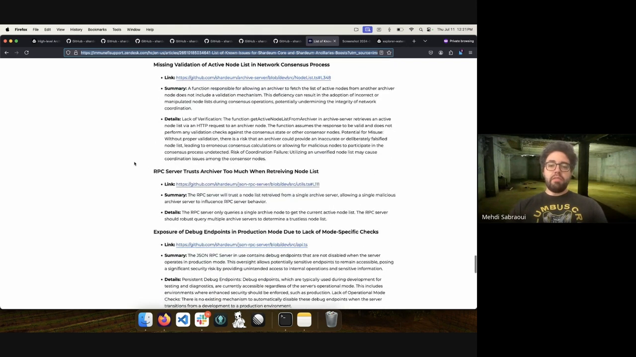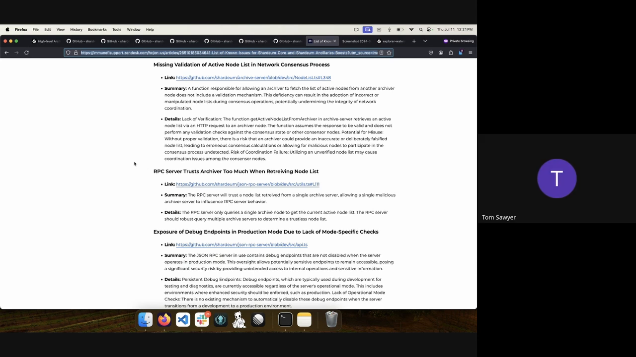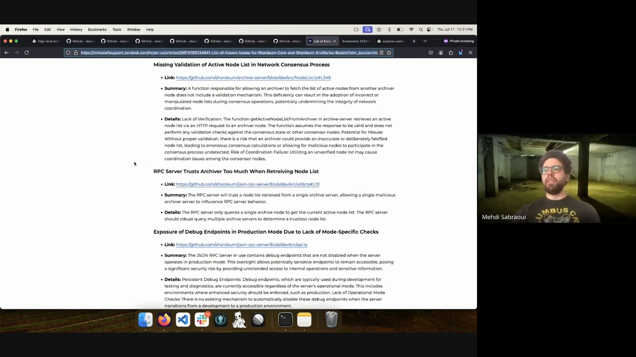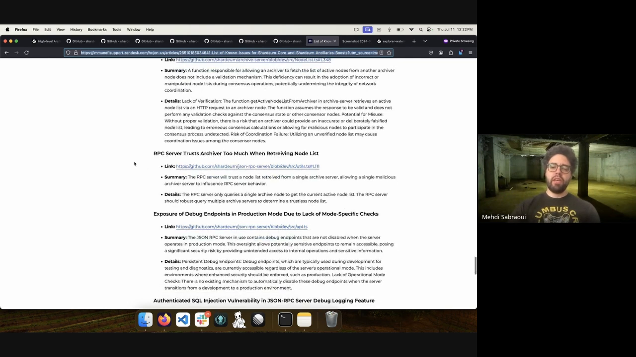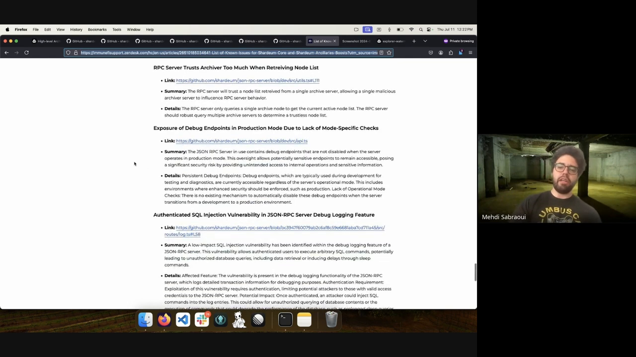Let's see, missing validation of active node list in network consensus process. Tim, are you familiar with this? Missing validation of active node list in network consensus, a function responsible for the list of... Yeah, I think the solution was to use the robust query. So this should be fixed by using robust query. Yeah, but there is no verification that the list of nodes is correct. Yeah. Gotcha. Okay. So RPC server trust archiver a little too much.